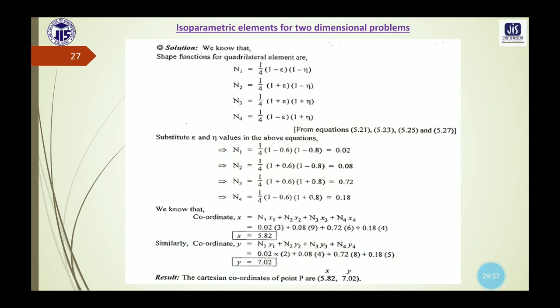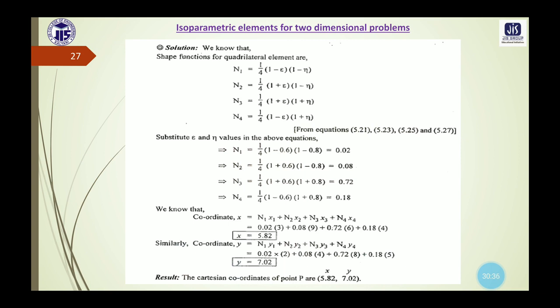First we will start from the shape function equation, and the formula for the shape function we have derived earlier. The formulas for N1, N2, N3 and N4 we need to remember, and we have applied them here. For all the cases, to find the value of the shape function, we need to put in the values of epsilon and eta, which are given in this numerical. So we can find the values of the 4 different shape functions. Now we need to put these shape function values in the formula of the Cartesian coordinates x and y.